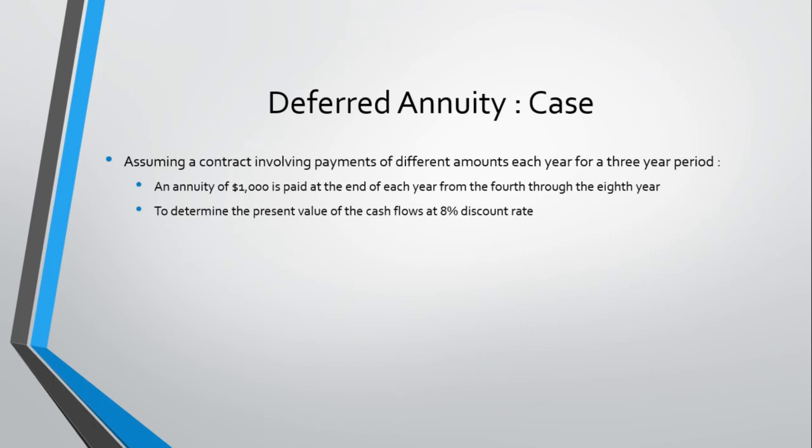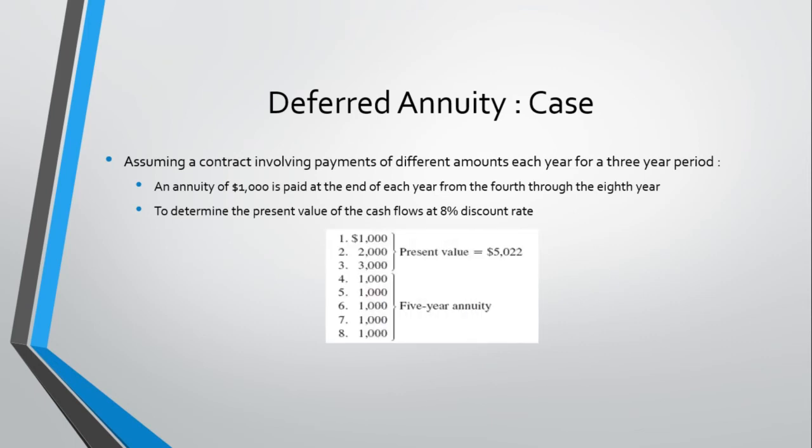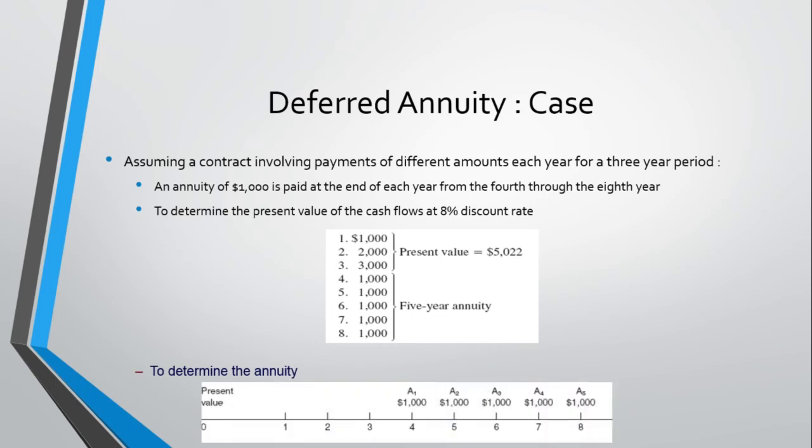To determine the present value of the cash flows at an 8% discount rate, you would use this formula to calculate that. Again, we will not be doing any examples on annuities. This will not be on any exams or in any case studies that you'll be completing. This is an example to determine the annuity versus the present value over, say, an 8-year term for a deferred annuity.